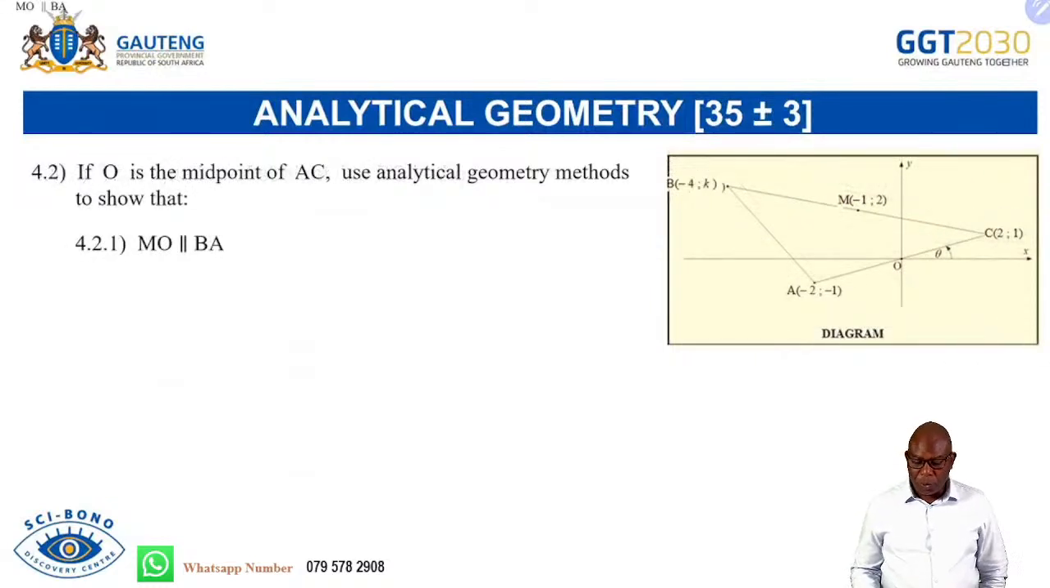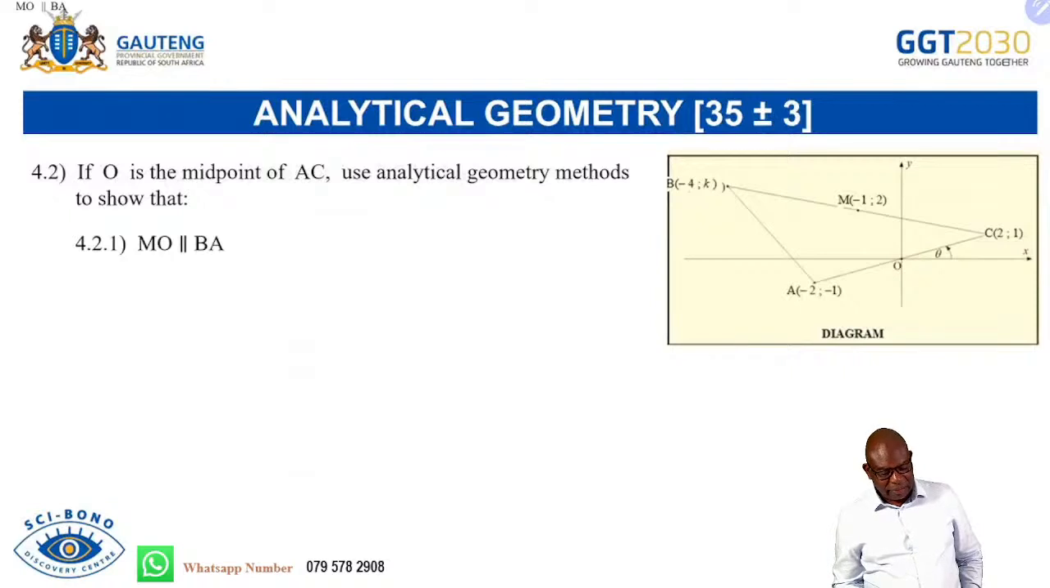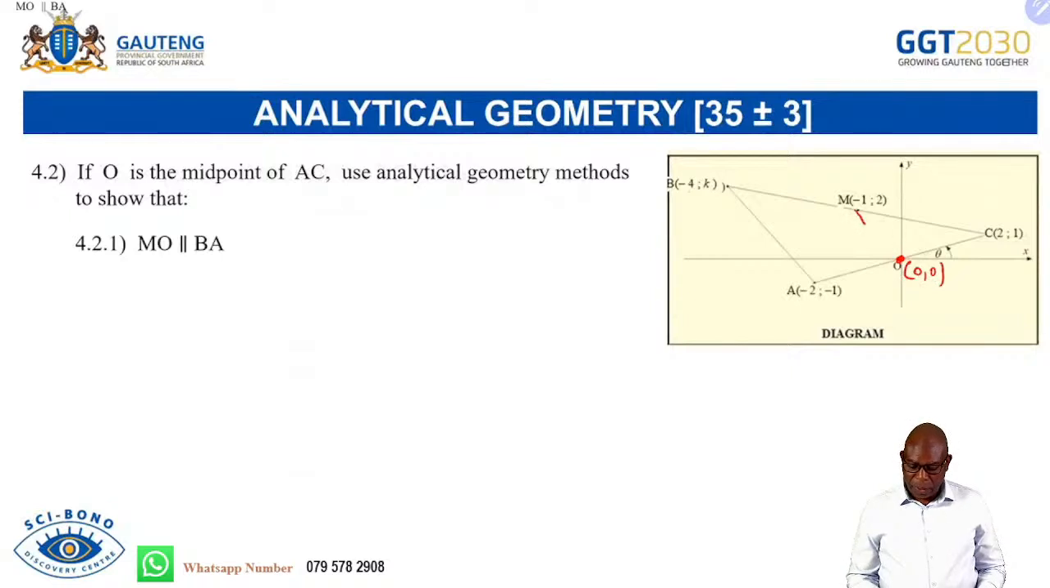Right, 4.2, quite a nice question here. They're saying if O is the midpoint, and I know O is (0, 0), and OM here, you can see MO here, we know MO. Then they say use the analytical geometry methods to show that MO and BA are parallel. What do I know about parallel lines? Their gradients must be the same.